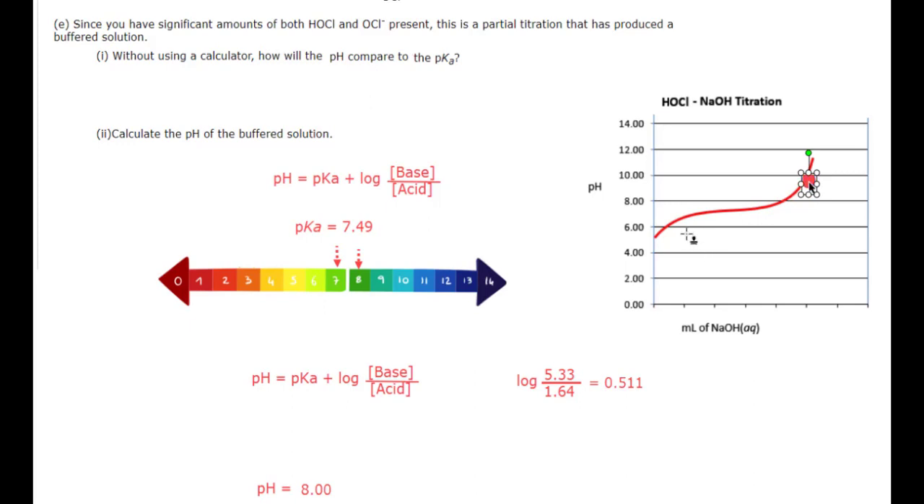If we have more acid than base, we would have it down here. This would be our result. If we had the exact opposite ratio, if we had 1.64 of base, we haven't gone very far in the titration, and a lot of acid, this would be a negative 0.51, and our pH would be less than this. We'd be back down to 7, a little bit less than 7, and that's what it looks like here on this graph.